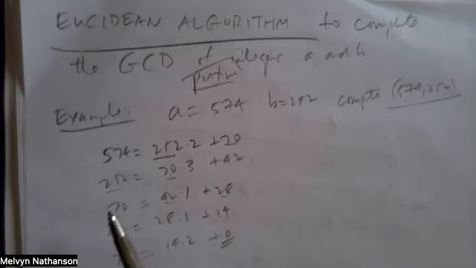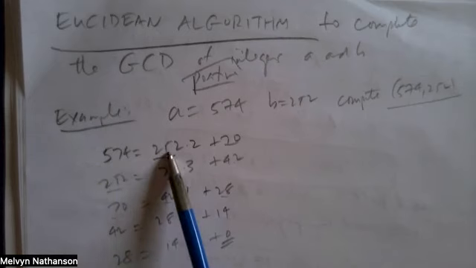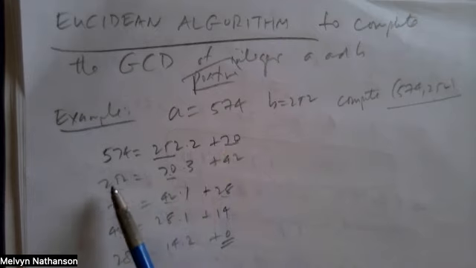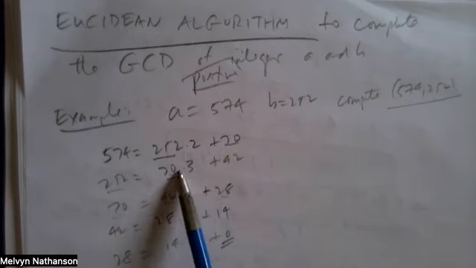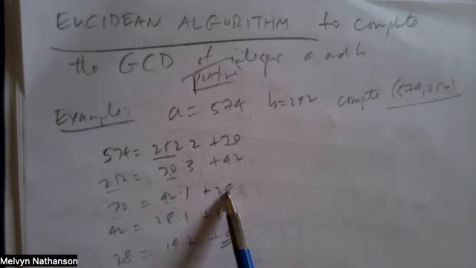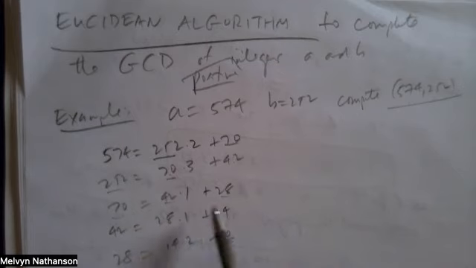Now, if a number d divides 574 and 252, it divides this difference, which is 70. But if d divides 252 and 70, it divides this difference, which is 42. If d divides 70 and 42, it divides the difference, 28. If d divides 42 and 28, it divides 14. And if d divides 28 and 14, you get a remainder of 0. So d divides 14.